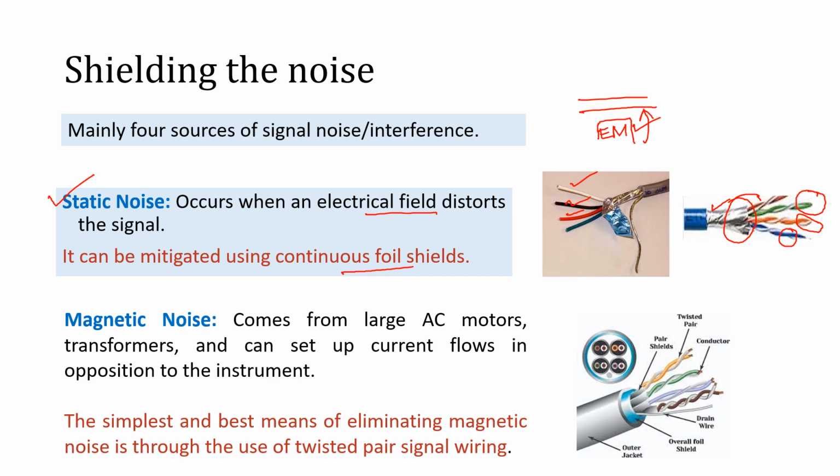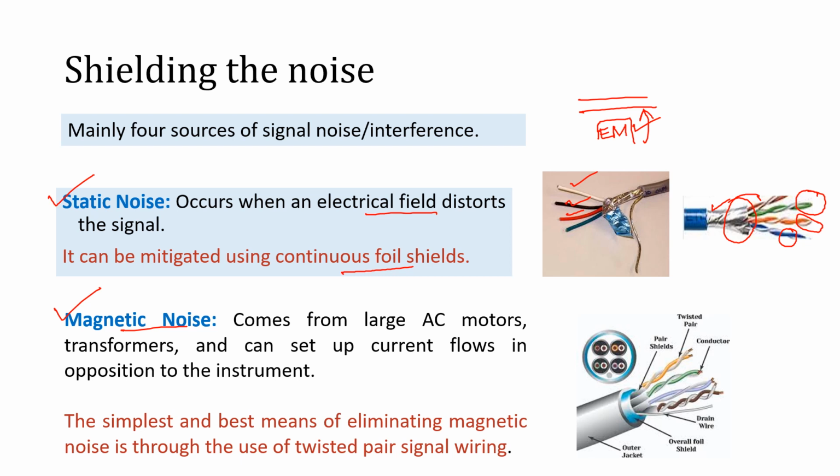The next is magnetic noise. It comes from AC motors and transformers. Whenever there is a flow of current in electric machines, an EM wave flows, and there is a magnetic field around that particular device or machine. That magnetic interference gives you noise, especially when we are measuring something. This kind of noise becomes very significant, so we need to be careful about it.